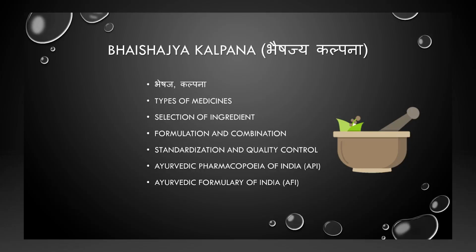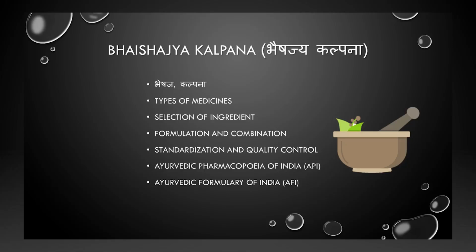In Bhaishajya Kalpana, the meaning of Bhaishajya is Aushadha, that is, medicine or the drug having the capacity of curing the disease. There are several meanings of the word Bhaishajya, but the ultimate meaning is disease curing drug or diet. The meaning of Kalpana is the method or process of modification of drugs into a palatable form. In short, Bhaishajya Kalpana deals with the various methods of processing of drugs and preparation of formulations.